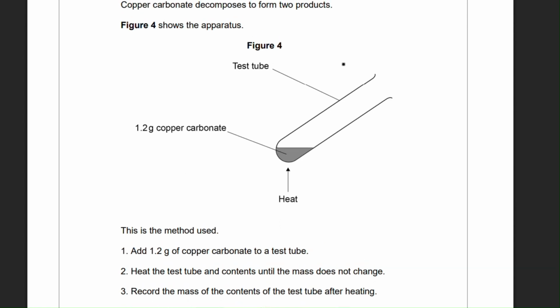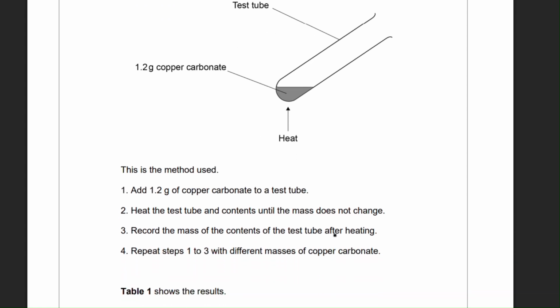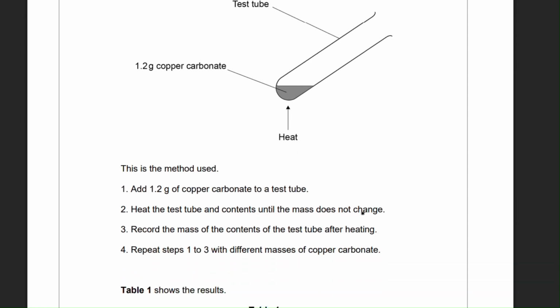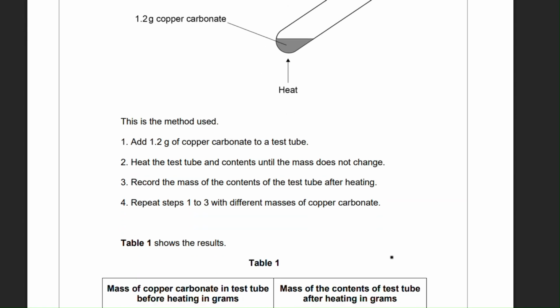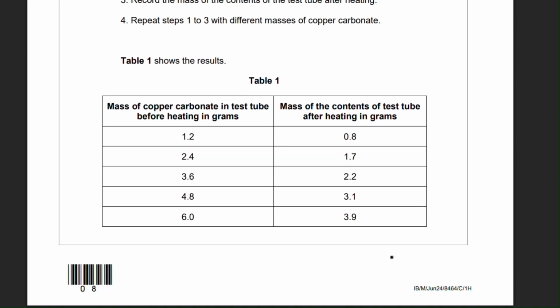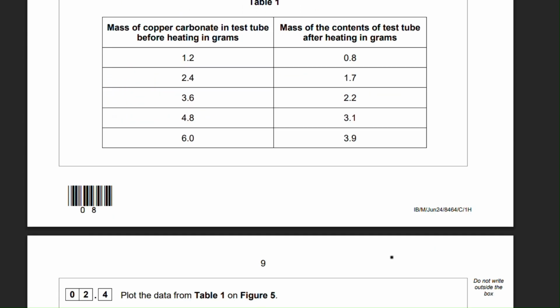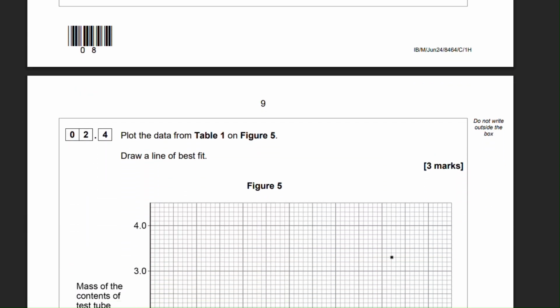Again, take some time to actually look at that diagram, look at the instructions, and almost pretend that you're actually doing this yourself. You heat the test tube and the contents until the mass does not change. Record the mass of the contents of the test tube after heating. Repeat steps 1 to 3 with different masses of copper carbonate. Okay, so here is the table of the results.